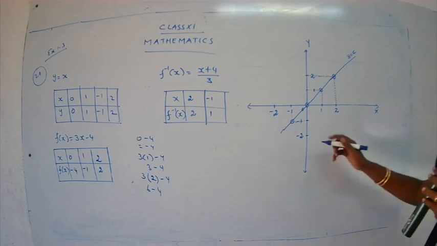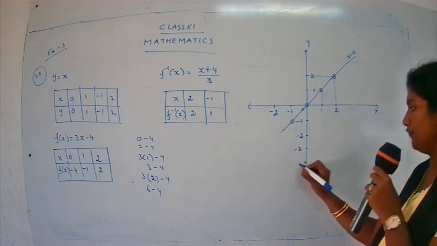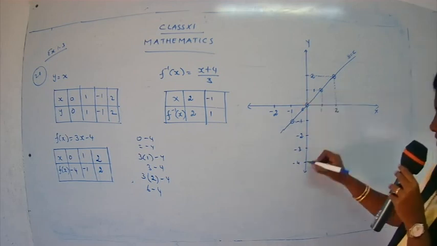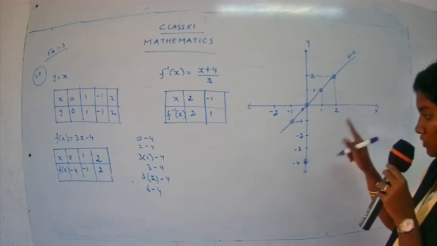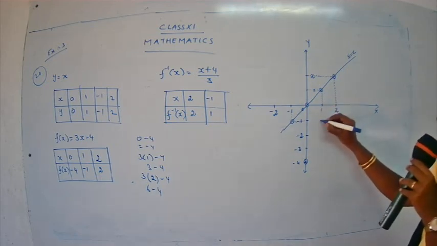Okay, so 0, minus 4. So minus 1, minus 2, minus 3, minus 4. 0, minus 4, somewhere here it lies, on the point on the y-axis. 1, minus 1. 1, minus 1.